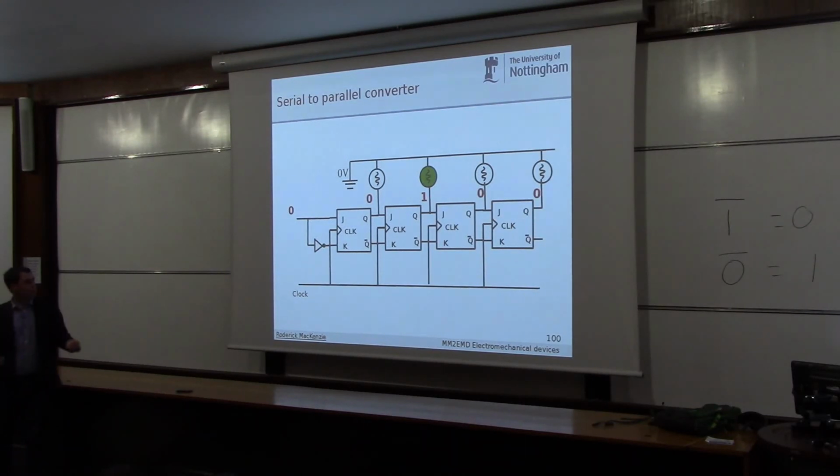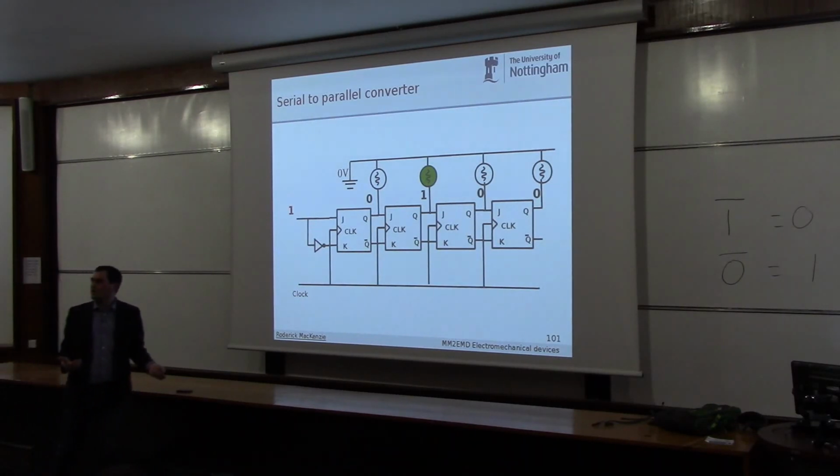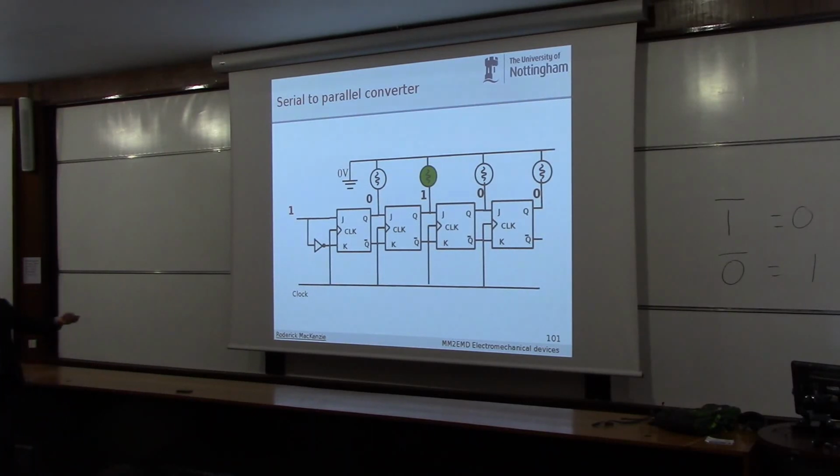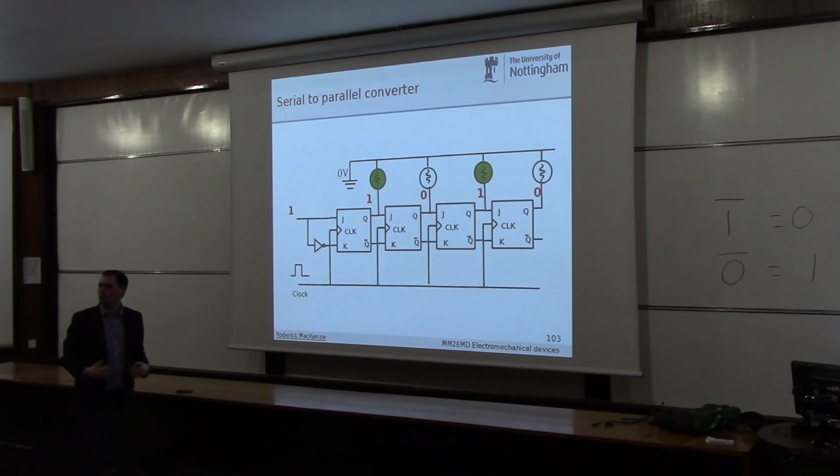Now, let's put another 1 on the input. Boom. What do we do next? Clock pulse, right? So we clock it again. Boom. And this JK flip-flop remembers this 1. This JK flip-flop remembers this 1. This one remembers this 1. This one remembers this 1. And can you see, the input's coming in here, and it's shifting along these JK flip-flops every time we apply a clock pulse.